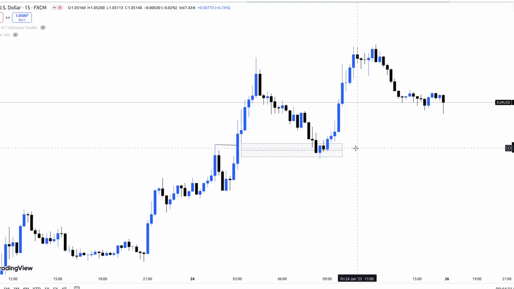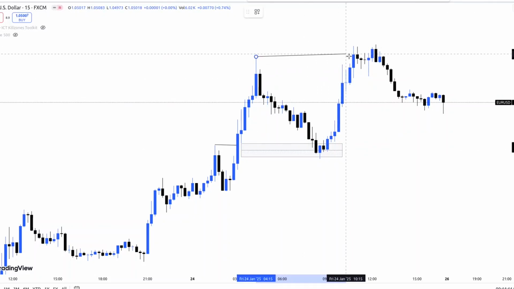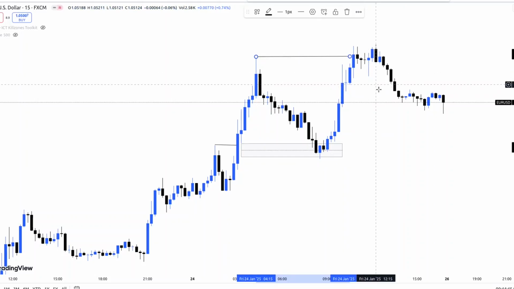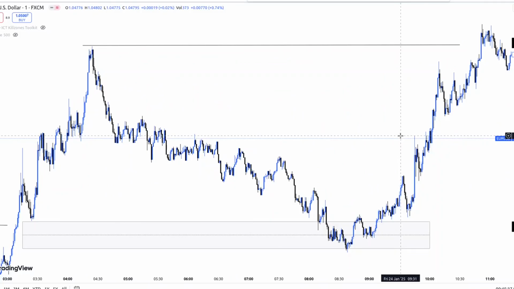So then let's switch to our lower time frame, which is the 1 minute, to support our market maker model. So our draw on liquidity is this range here, this high here. We are expecting price to come around this high. So let's look at our lower time frame to see if we can spot an entry using the market maker model. As you can see, this is the lower time frame. This is the 1 minute chart.